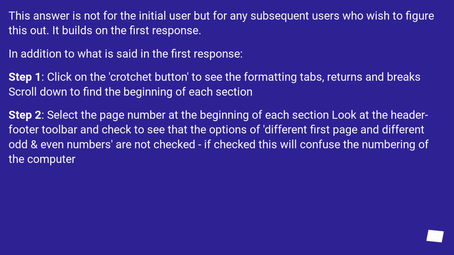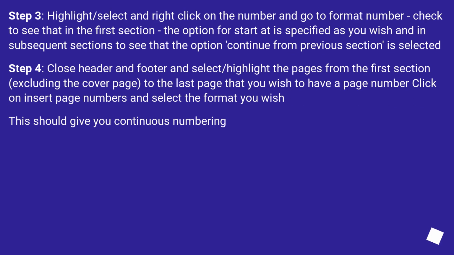Step 2. Select the page number at the beginning of each section. Look at the header-footer toolbar and check to see that the options of different first page and different odd and even numbers are not checked. If checked, this will confuse the numbering of the computer. Step 3. Highlight/select and right-click on the number and go to Format Number. Check to see that in the first section, the option for Start At is specified as you wish, and in subsequent sections to see that the option Continue from previous section is selected.